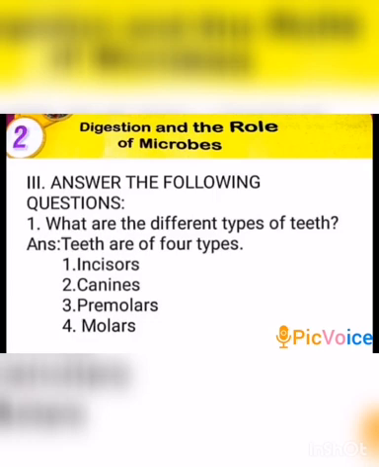In the previous class, we discussed the one-word answers. Today, we are going to learn the answers to the following questions. First question, what are the different types of teeth? Teeth are of 4 types: incisors, canines, premolars and molars.